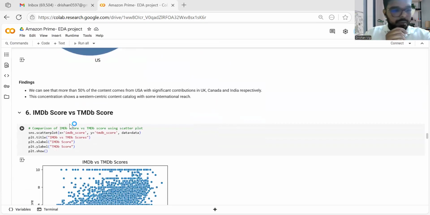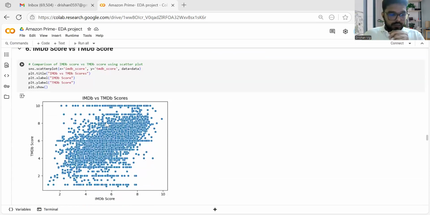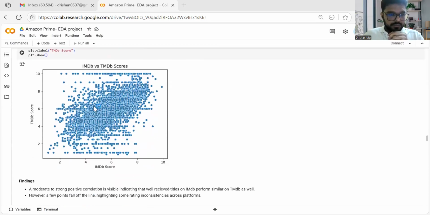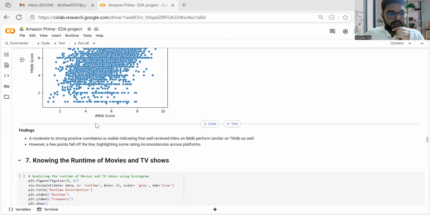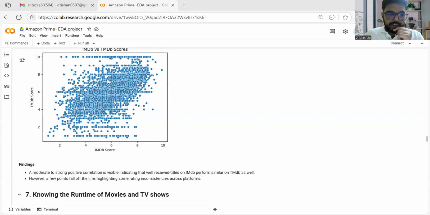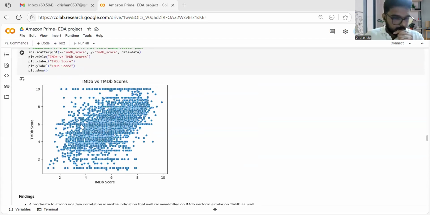Yeah. So now it's time to analyze the problem of IMDb score versus TMDb score using a scatter plot. Okay. So yeah, this is basically the representation. We can clearly observe that there is a strong to moderate positive correlation between these two variables, between these two metrics. Okay. And there are a few points that fall off the line, highlighting some rating inconsistencies across the platforms. So there are a little bit of outliers, as you can see in this visualization.